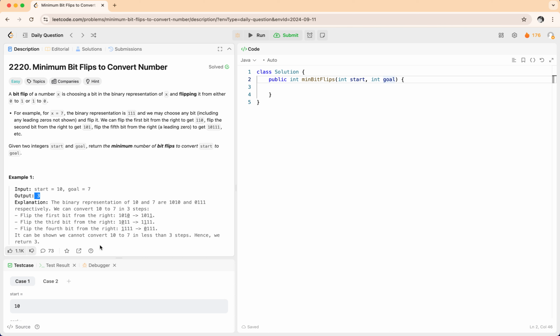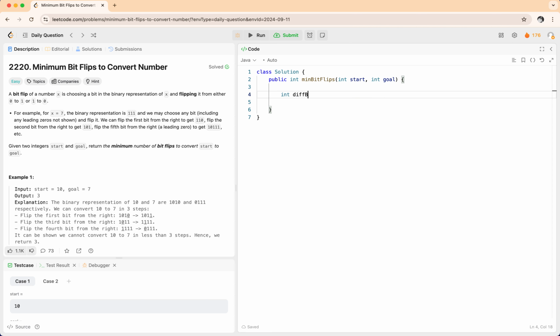So basically we first have to find out at which bit positions start and goal differ. How do we do that? We know there is an XOR operator, and XOR gives 1 at a bit position where there is only one 1 between the two given numbers. If the bits are different, the corresponding bit in the result will be 1. If one is 0 and the other is 1, the bit will be 1. If the first is 1 and the second is 0, the result bit will also be 1. But if both are 0 or both are 1, it will be 0. So this XOR operation is ideal to capture the bit flips.